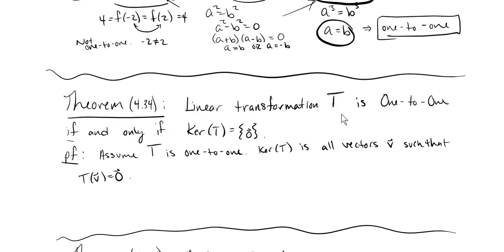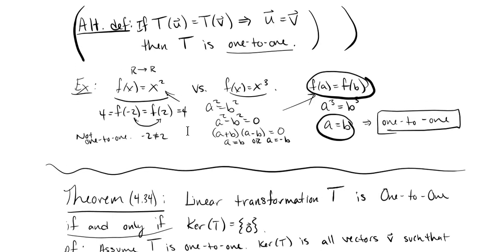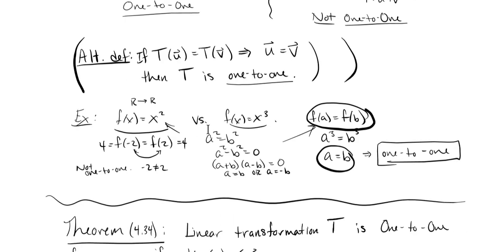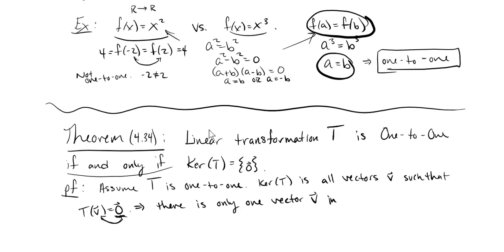But keep in mind, by one-to-oneness, we know for a given zero vector in the range, there is only a single vector in that kernel, right? One vector that maps to the zero vector. That's by the definition of one-to-oneness. If we're saying what vectors map to the zero vector, there can be only one. If we're one-to-one, there can be only one that maps to any given vector in the range. So there can be only one vector V in the kernel.